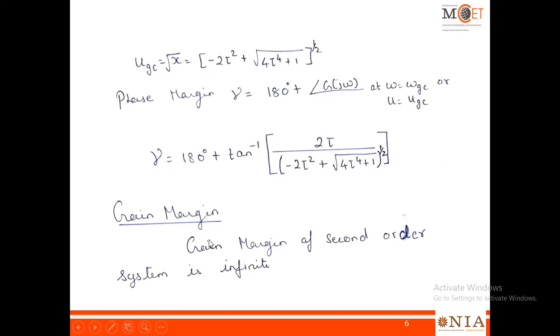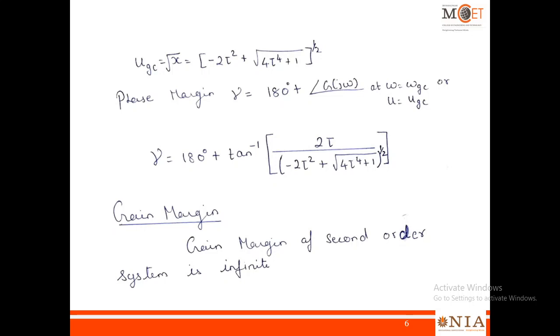So gain margin, if you remember the gain margin definition, it is 1 by the magnitude of the open loop transfer function at phase crossover frequency. So now our job is to find the phase crossover frequency. Phase crossover frequency is nothing but the frequency at which the phase is equal to minus 180 degree. This is a very simple thing. I will show that for a second order system it is infinity.